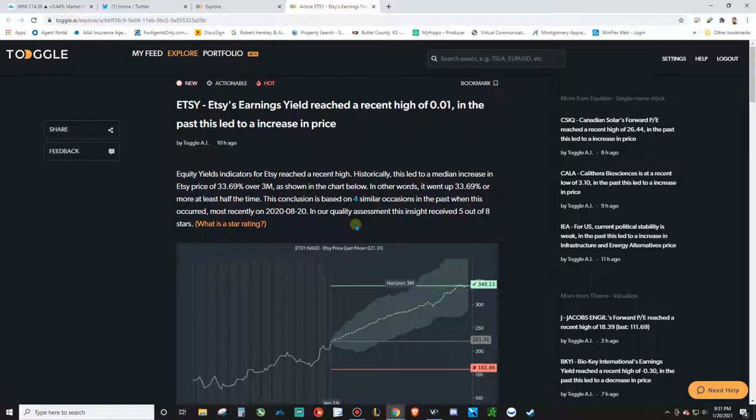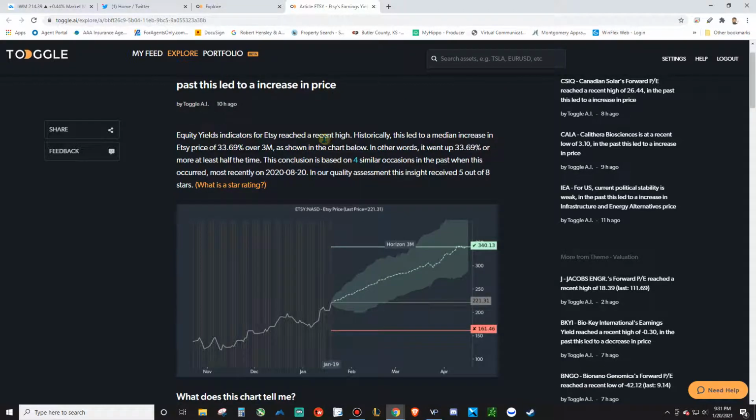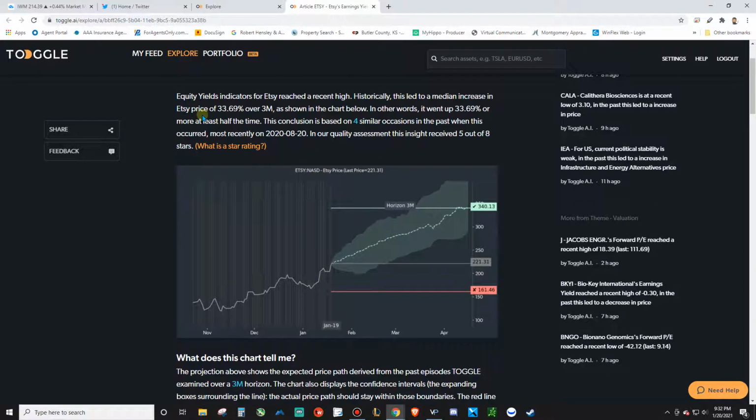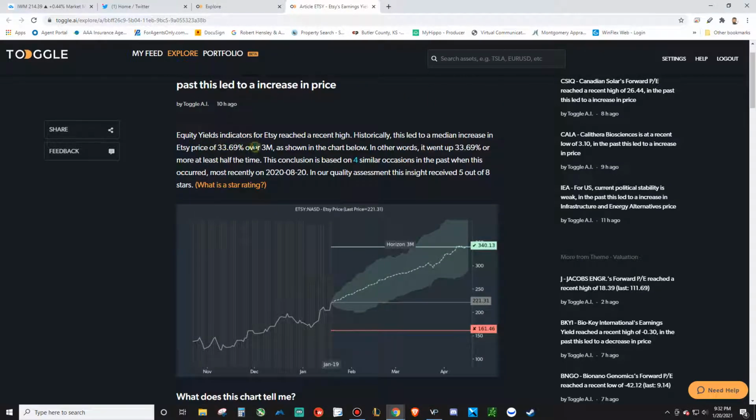So this thing decided, 10 hours ago, it's a good idea to send out this little alert. Etsy's earnings yield reached a recent high of 0.01. In the past, this led to an increase in price. So it's interesting how it found this idea, that it had found a correlation here with its earnings yield. That's something that probably some really good analysts could figure out too, but that's just really cool.